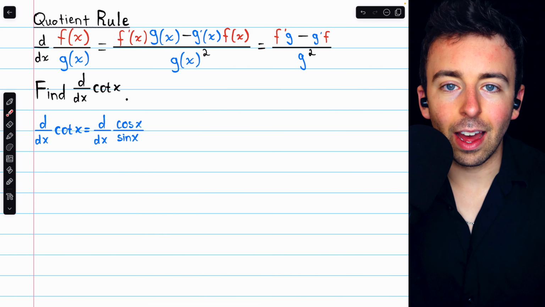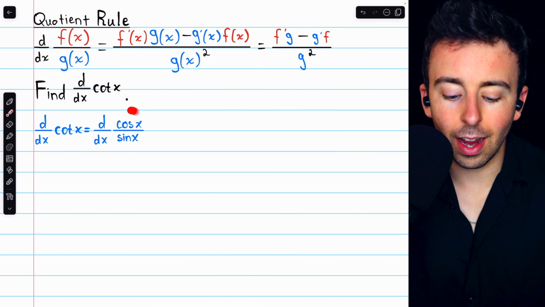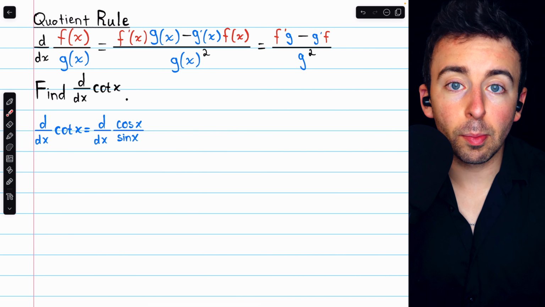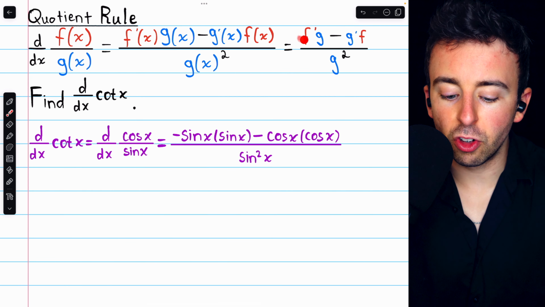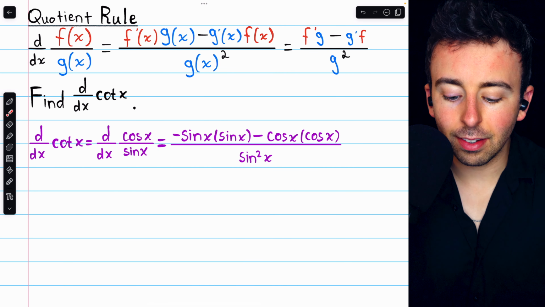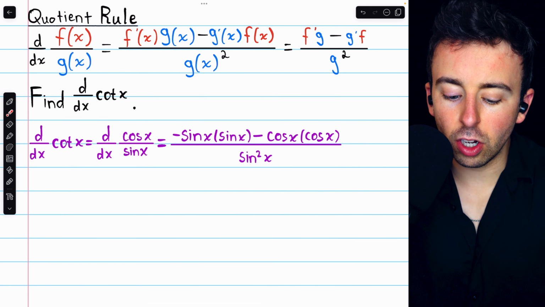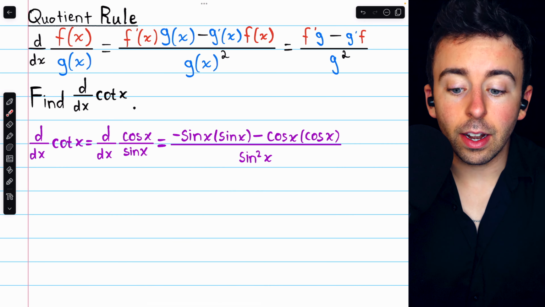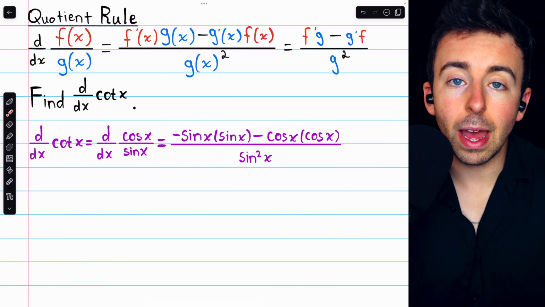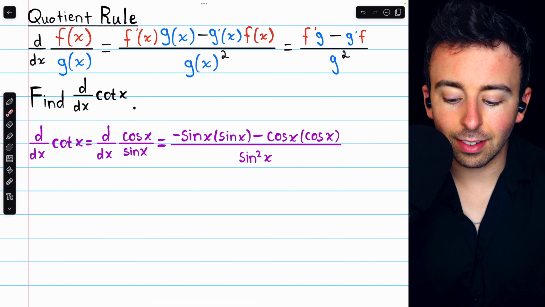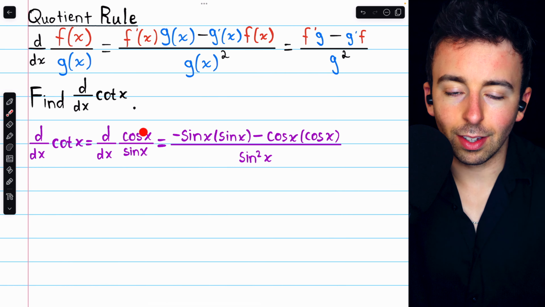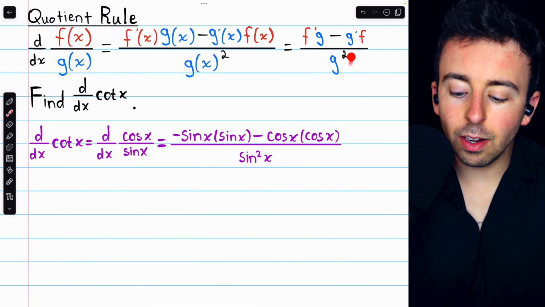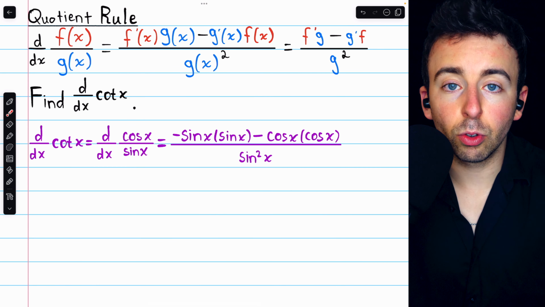Now in this case, our f, the numerator function, is cosine x, and our g, the denominator function, is sine x. We'll begin in the numerator with f prime g. F is cosine x, so f prime is negative sine x, and then we multiply that by g, which is just sine x. Then we subtract g prime f. G is sine x, so g prime is cosine x, and then we multiply that by f, which is cosine x. All of this is divided by g squared, so that's sine squared x.